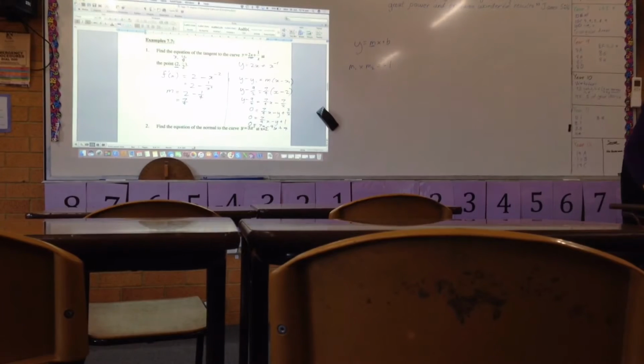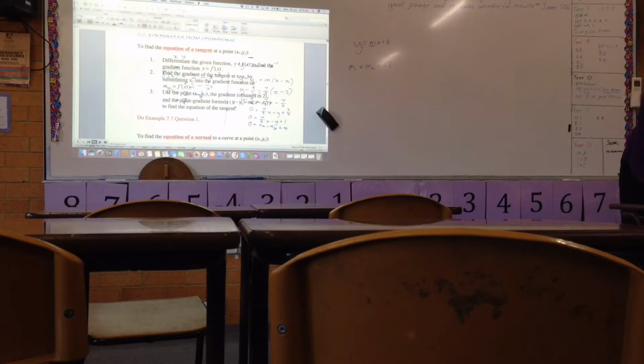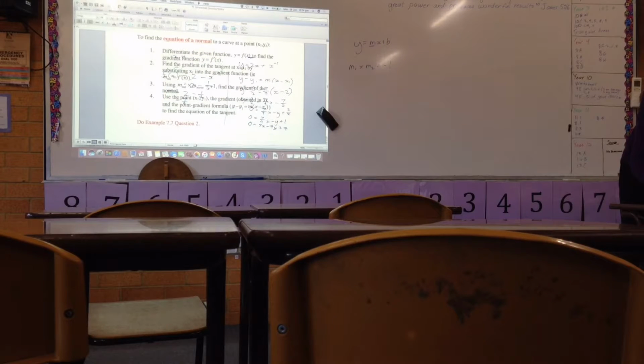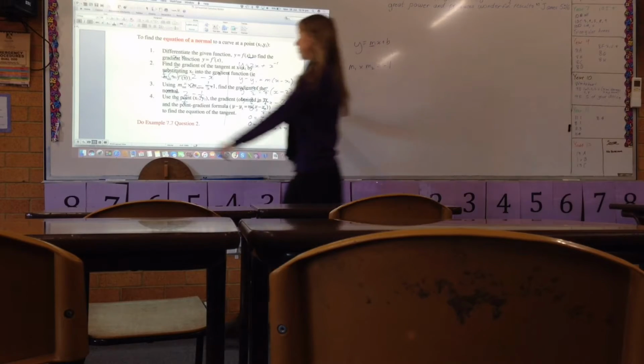Now to the normal. The normal is very similar, but this time the normal is going to be at right angles, or perpendicular. So that's why there's one extra step here. I'll just rub it out so we can read it.